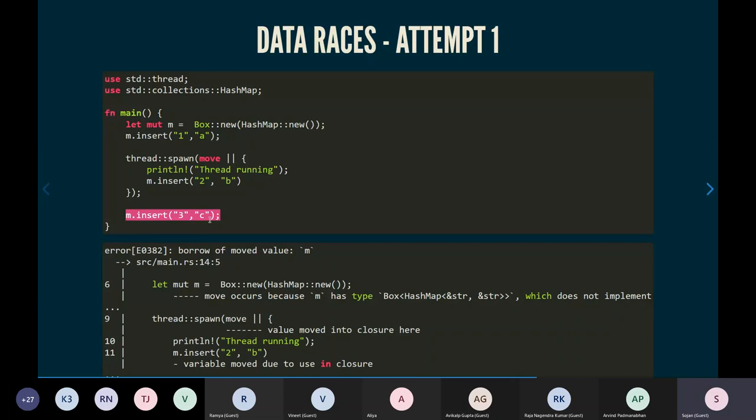In C, this will compile fine. In Go, this will compile fine. But in Rust, this will not compile. Right? Because the ownership is passed into the thread, so you no longer can access M from here. So this problem is caught at compile time.